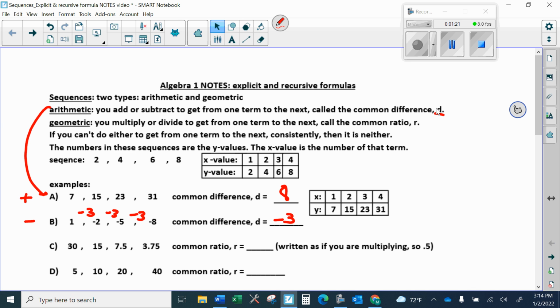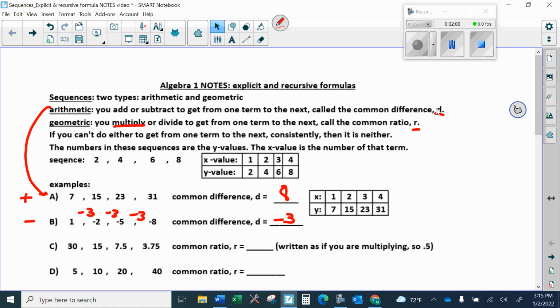Geometric is when I multiply or divide to get from one term to the next, called the common ratio R. Now I say multiply or divide, but you have to write the common ratio as if you were multiplying. So remember, division is multiplication by the reciprocal. So if you're actually dividing by 3 each time, you have to change it to multiplication by 1/3. We're always going to write the ratio as a multiplication. How do I get from one term to the next? What do I multiply by? Okay, if you can't do either of those ways, multiplying, dividing, adding, or subtracting, then it's neither of these forms.